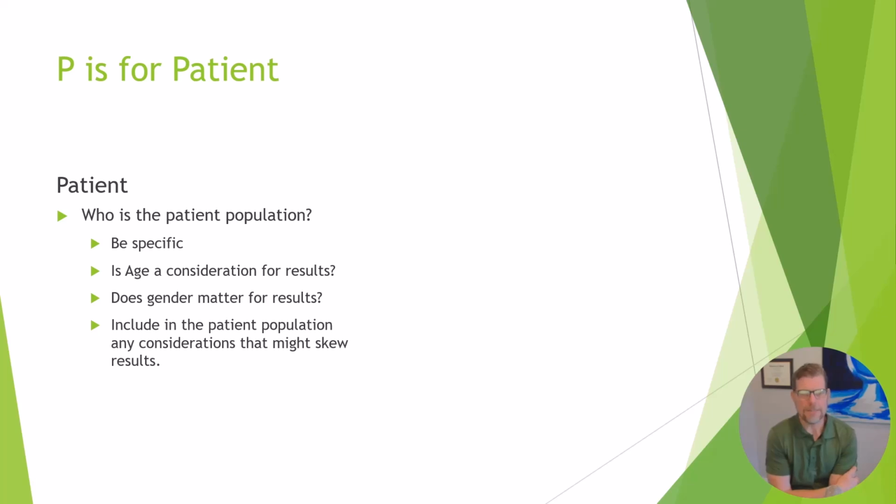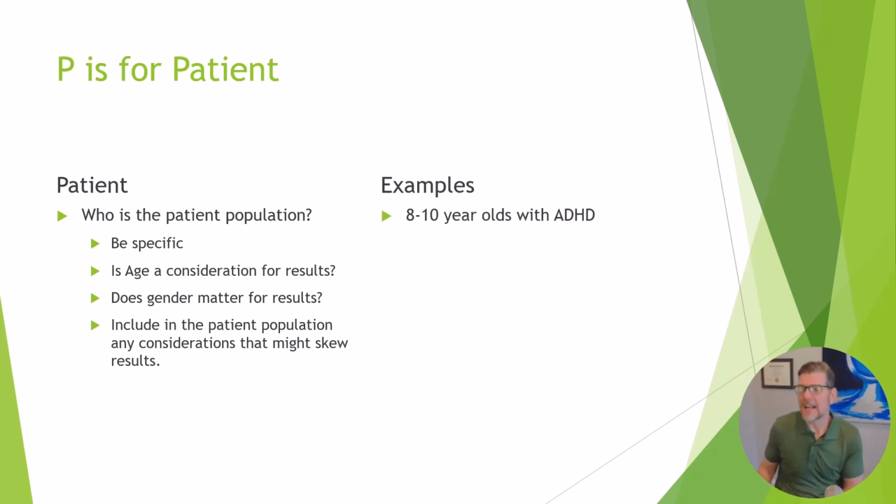And then we want to include in the patient population any considerations that might skew results. So sometimes race has to be a consideration too, or, for example, where the individual grew up or other things along those lines, because that may actually skew our results, okay? So some examples of this would be 8 to 10-year-olds with ADHD. We notice one, they're individuals with ADHD. Two, there's an age component of 8 to 10 years old. How about women 18 to 25 with PTSD? So now we consider gender along with age and the condition.